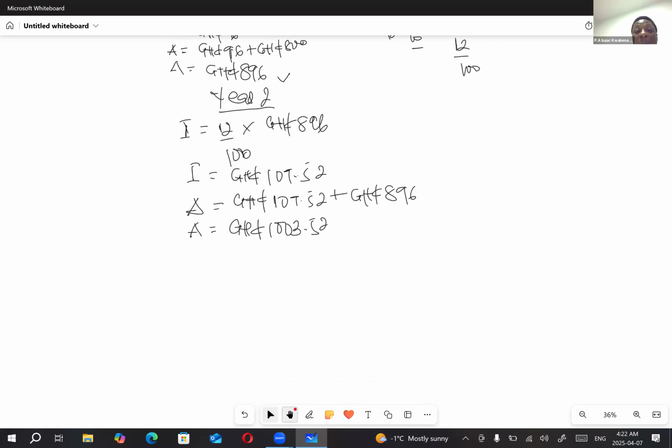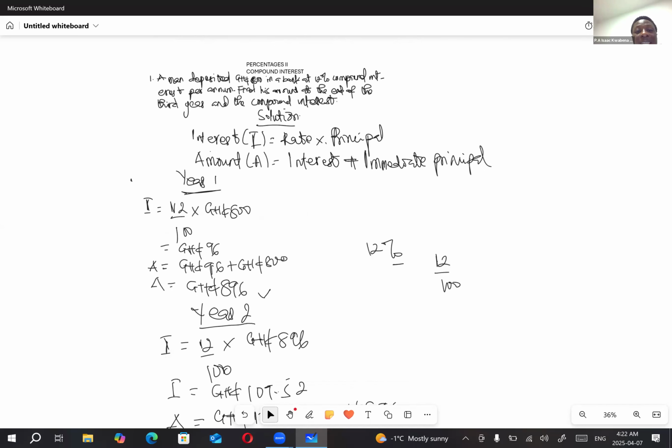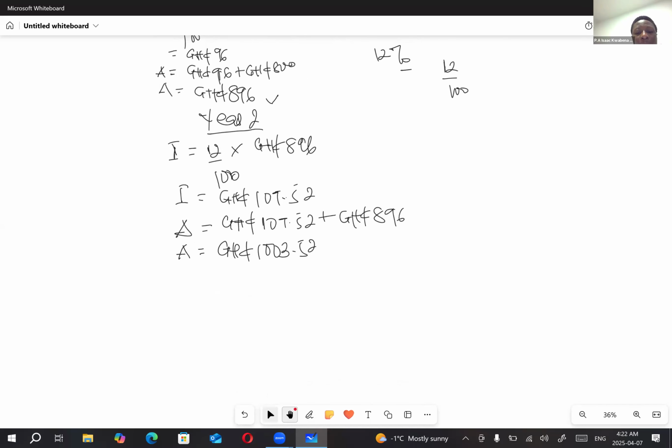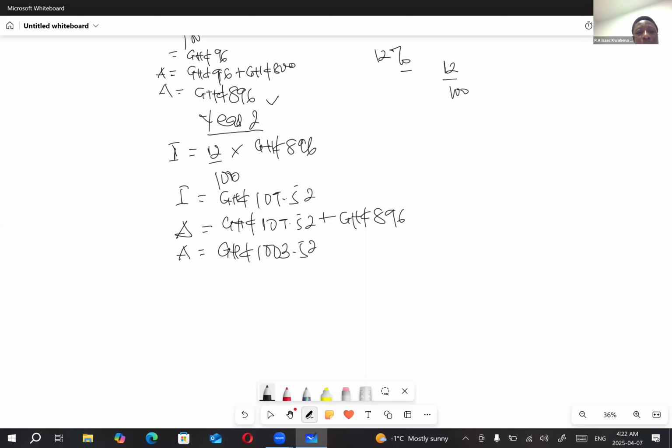So remember, you are told he's saving for 3 years and you have to calculate his amount at the end of the third year. So we still have 1 more year to go. Year 3, interest will be equal to 12 over 100 times 1,003.52.